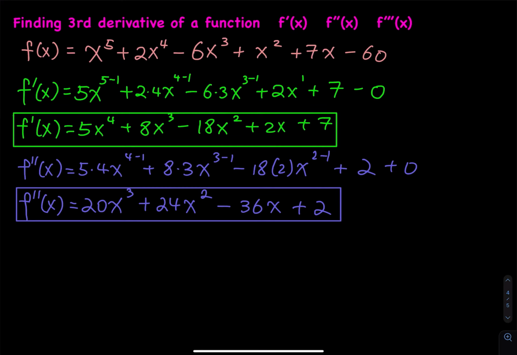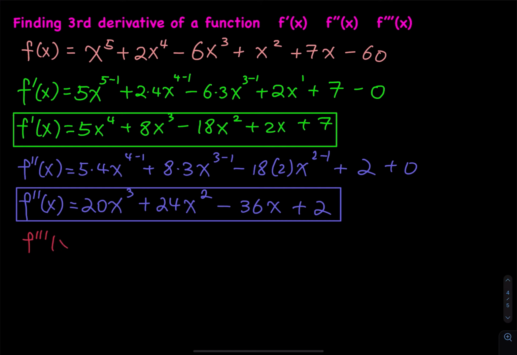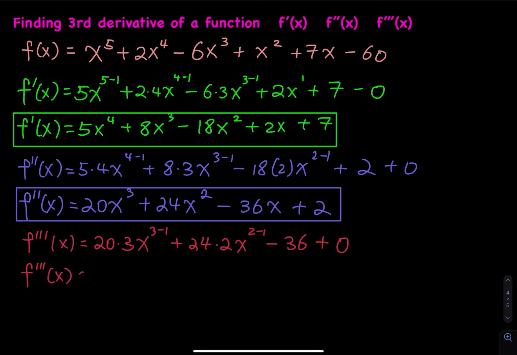And then moving on to the third derivative, so triple prime. So we have f triple prime, so prime, prime, prime. We bring the 3 down, so 20 times 3, x raised to the 3 minus 1, and then plus 24 times 2, x raised to the 2 minus 1, and then the derivative of 36x is 36, the derivative of 2 is equal to 0. Now you clean up the coefficients: the first one is 60x to the second power, plus 48x to the first power, minus 36. So this is the third derivative.